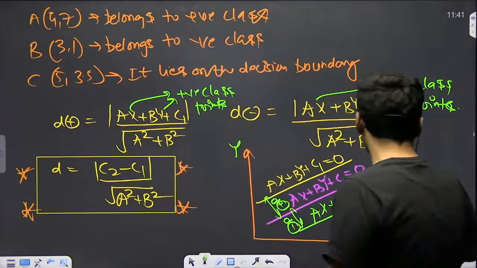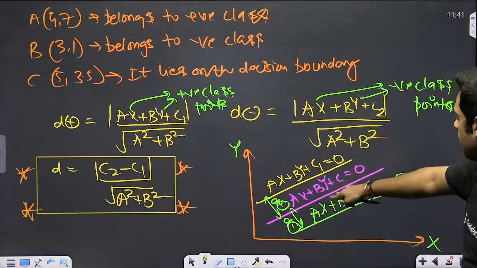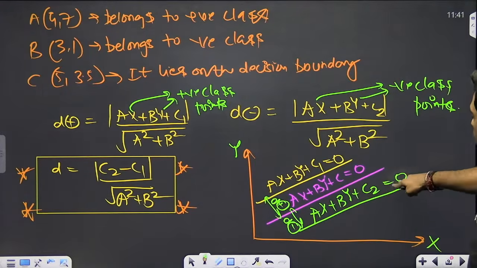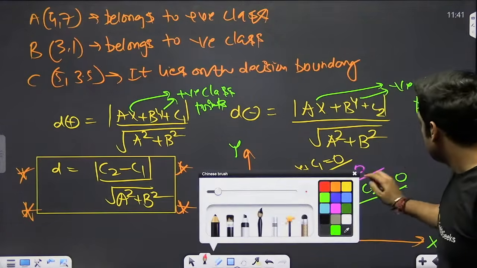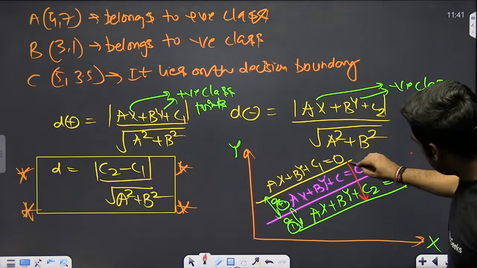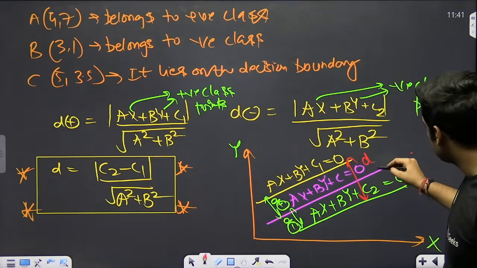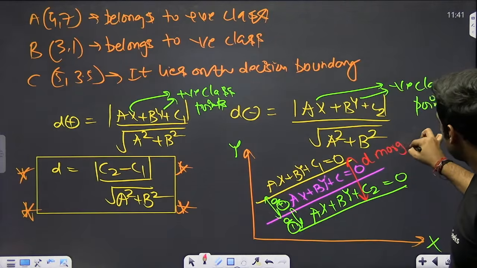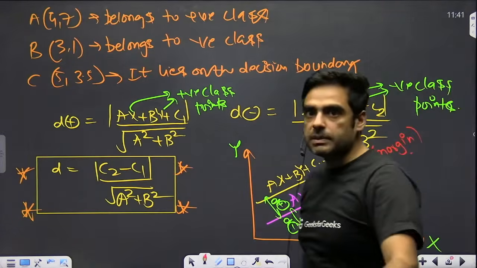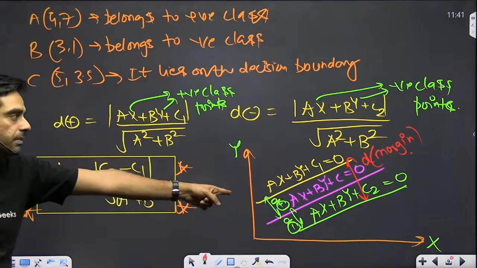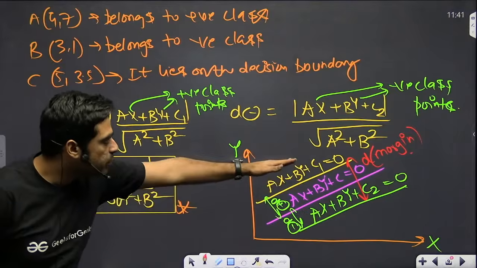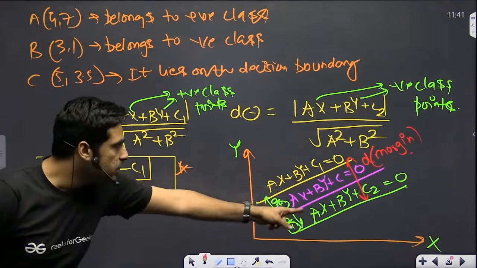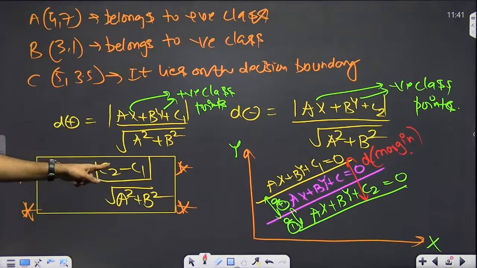So this is the independent variable, dependent variable, main hyperplane equation, negative support vector plane, positive support vector plane, and the distance between these two. The distance between these two is known as the margin of separation. This is the concept that you should remember. The distance between the positive and negative support vector planes is d, that is mod of c2 minus c1 upon under root of a square plus b square.